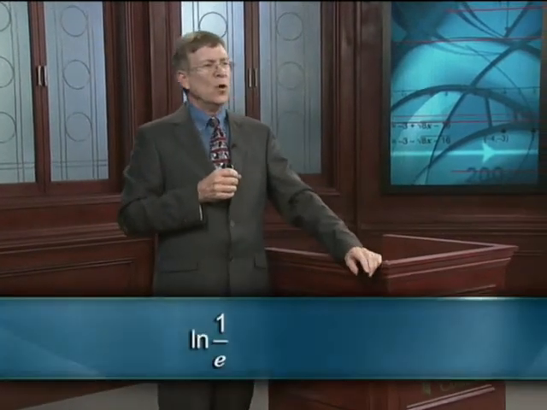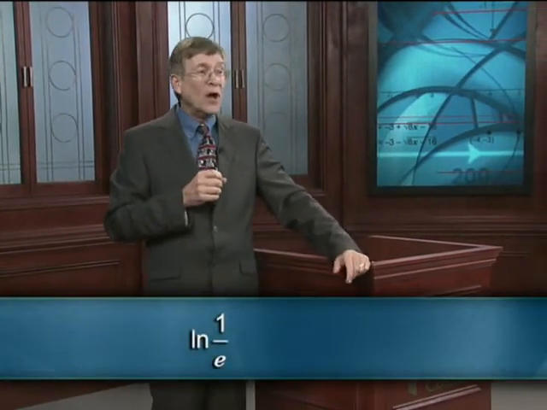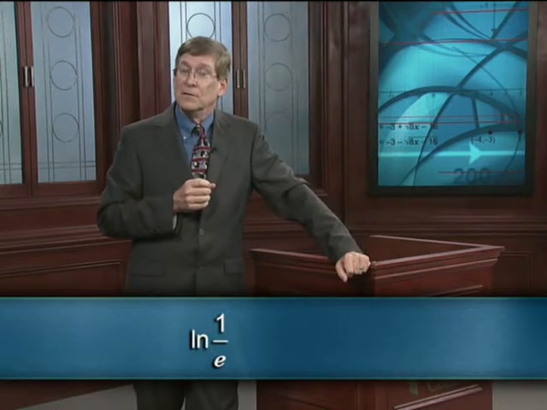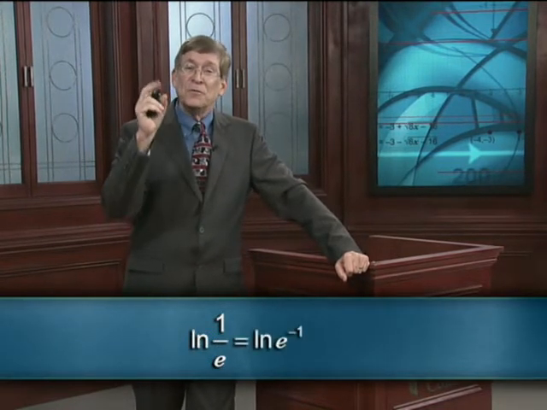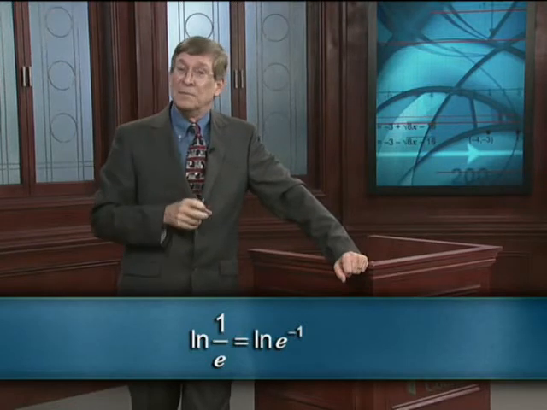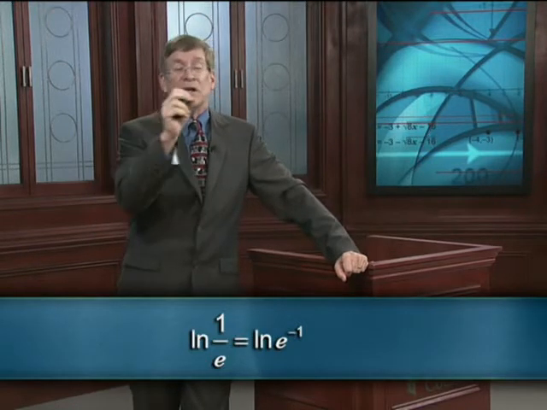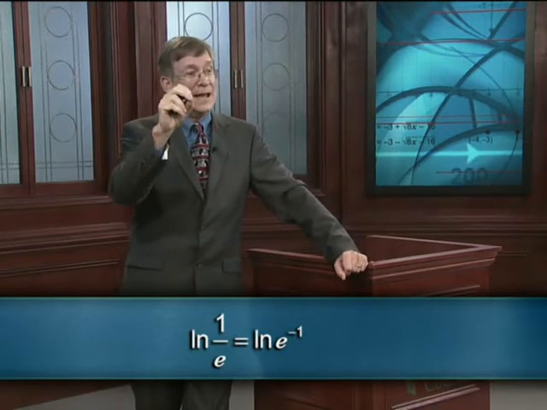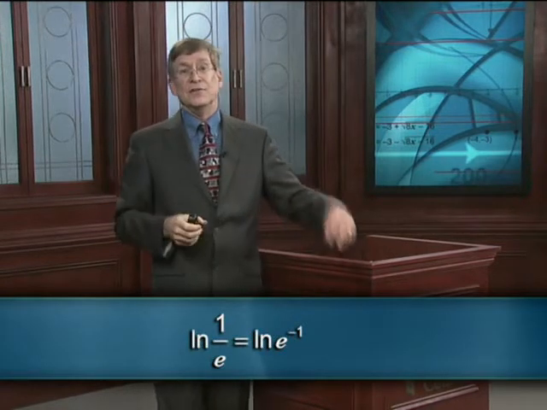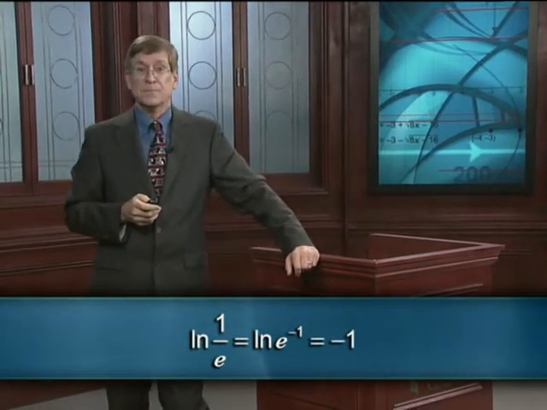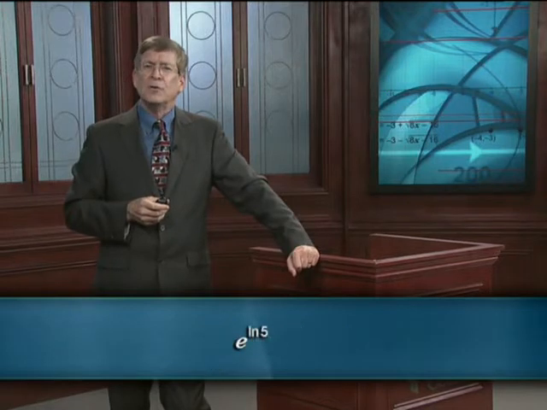Let's do some practice computations. Let's calculate some natural logarithms. What's the natural logarithm of 1 over e? Well, 1 over e is e to the minus 1 power, isn't it? And now we have that property that the log and the exponential are inverses, and so the answer is just minus 1. How about e to the power log 5? Again, by those inverse properties, the answer is 5.